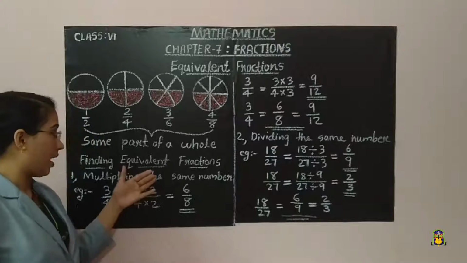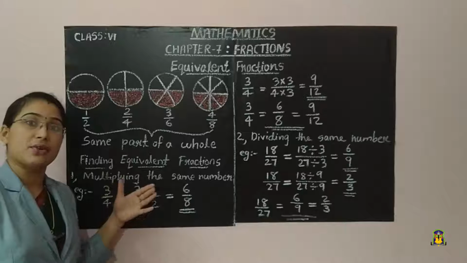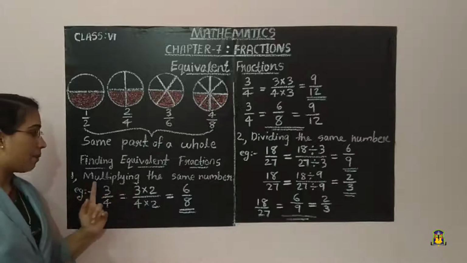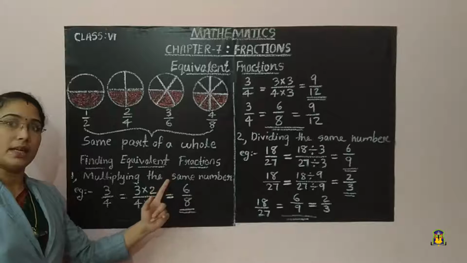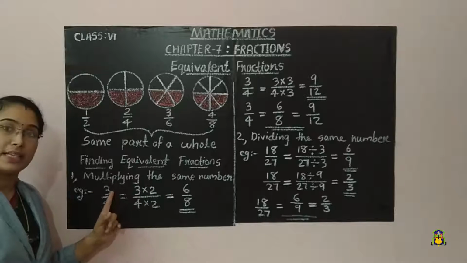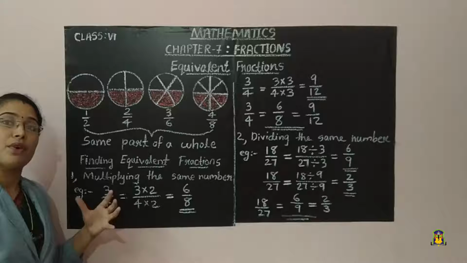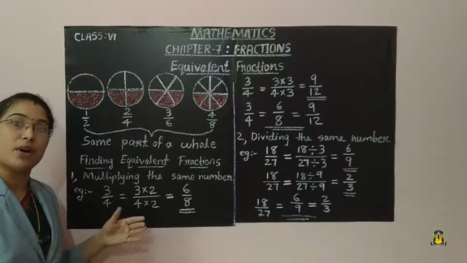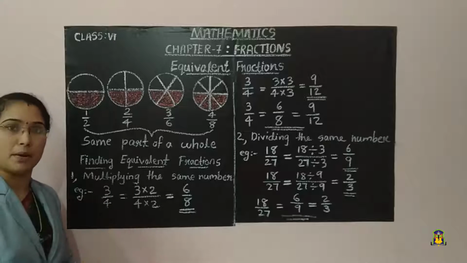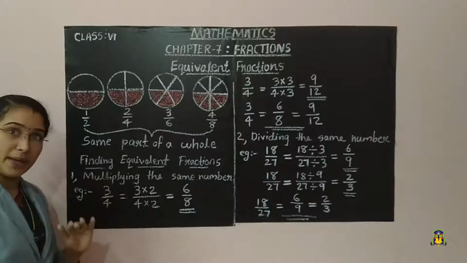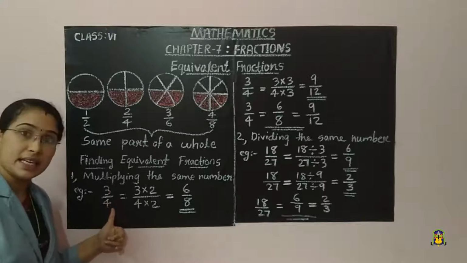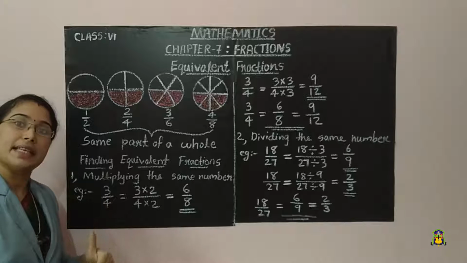Okay, next we will study how to find equivalent fractions. We have two methods. First method, multiplying by the same number. You can see one example here. Here we have a fraction with a numerator and a denominator. We take any other number and multiply the numerator and denominator by the same number. The main important thing, you must multiply numerator and denominator by the same number.